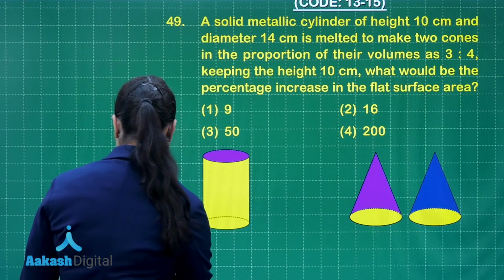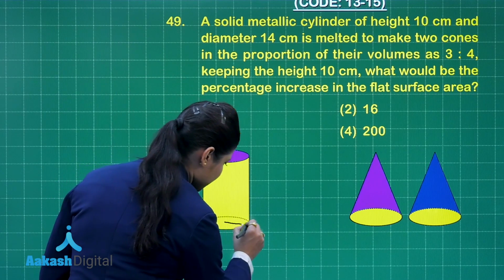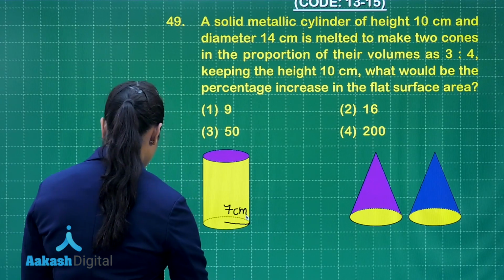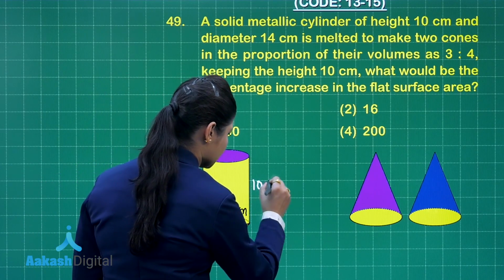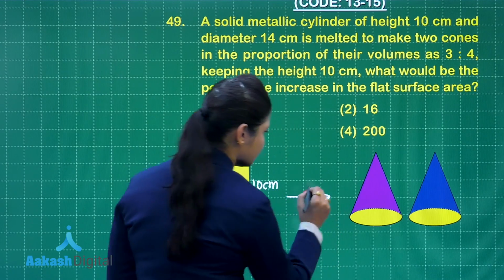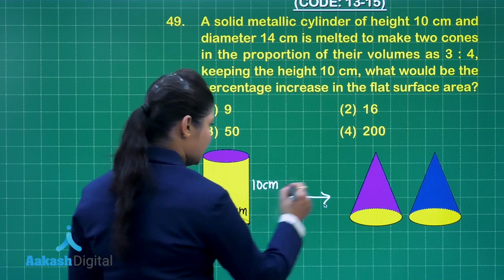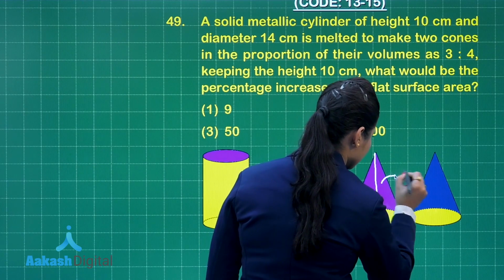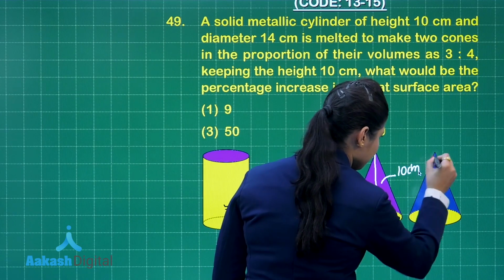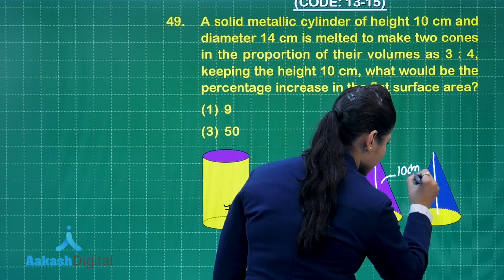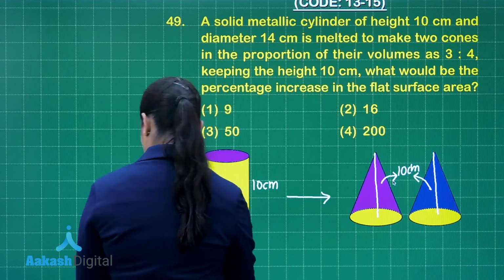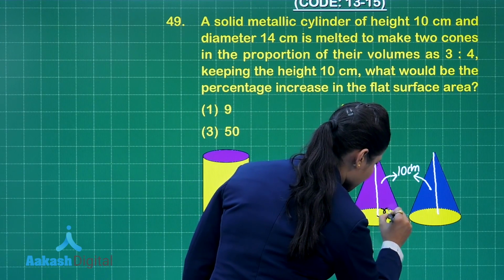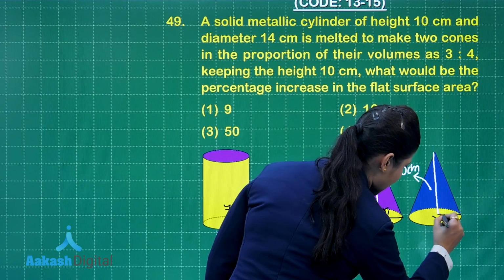So, in this case, it has the diameter 14 centimeter, so radius will be 7 centimeter and its height is 10 centimeter. This is melted into two cones of the height equal to 10 centimeter. It is the same as this one. Both have the height 10 centimeter. We are not aware about the radius. So, let's consider here it has the radius R1 and here it has the radius R2.